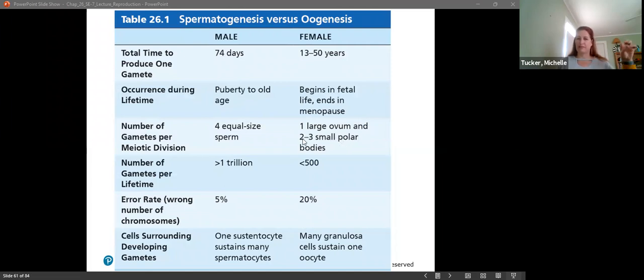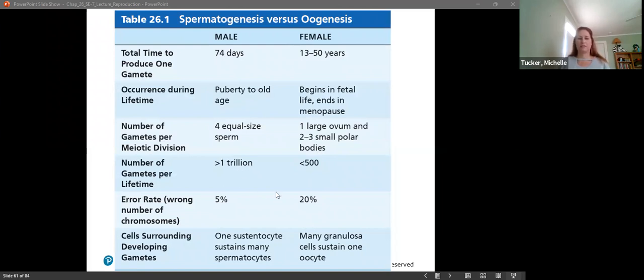Sometimes, like I said, that first polar body doesn't continue to divide. And then the number of functional gametes that are produced are about 500 ova for women and over 1 trillion for males, because males produce 90 million sperm per day.